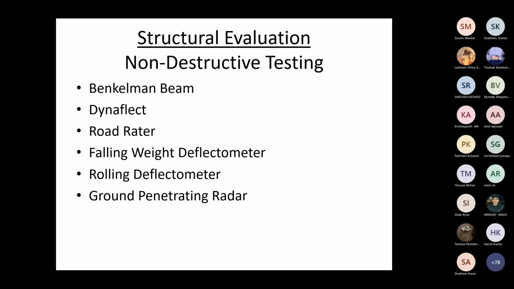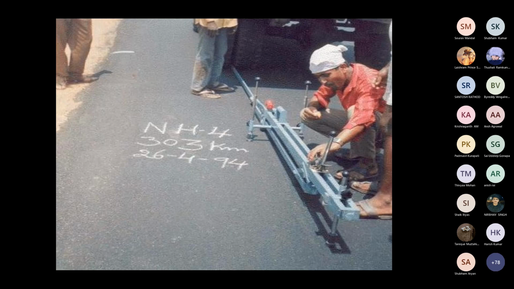Structural evaluation can also be done by non-destructive testing. You are not taking a core and you are not disturbing the pavement. Examples of non-destructive tests are the Benkelman beam, Dynaflect, road rater, falling weight deflectometer, rolling deflectometer, ground penetrating radar, etc.